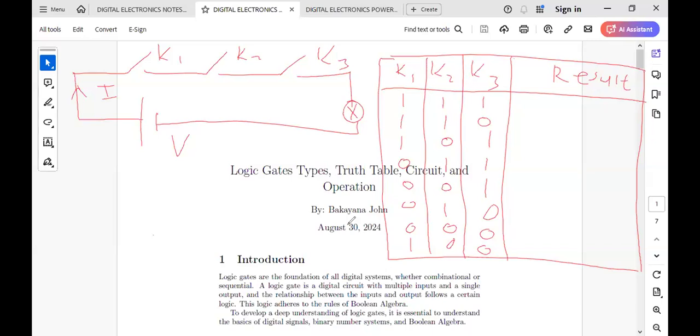Now let us go to our circuit and we relate. If all the switches are closed, current will flow. The bulb will be on. If the bulb is on, that's a 1. So what is the result for the rest? For as long as one switch is open, what does it imply? No current is going to flow. Do you understand that?